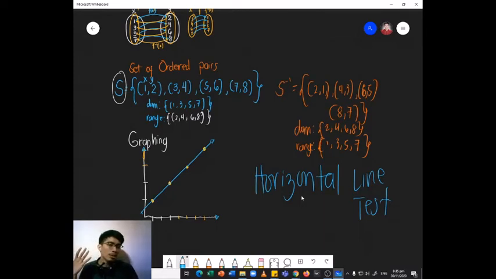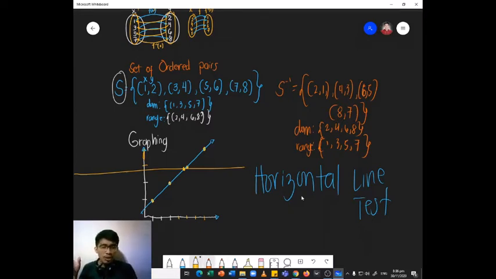Since this is a horizontal line test, we will be drawing a horizontal line in a certain graph. So let's try to do it. I'm going to draw a horizontal line. How many times does it touch the graph? If the certain graph touches the horizontal line once, it means that graph has an inverse. Again, if the horizontal line that you draw only touches once in the certain graph, it means that graph has an inverse.